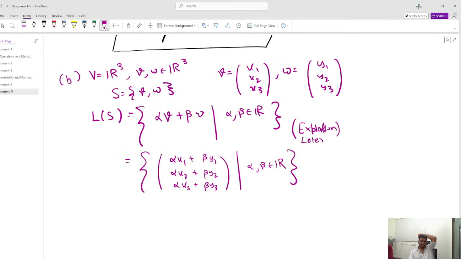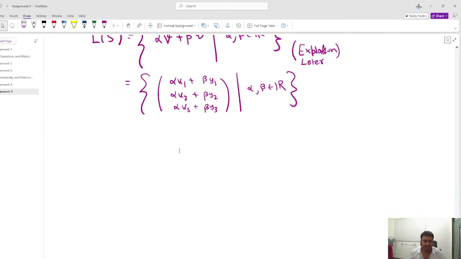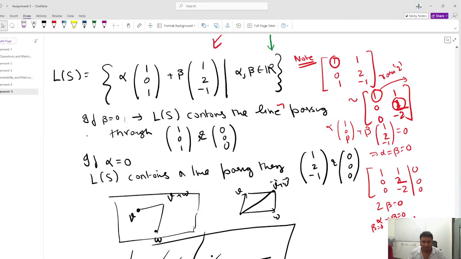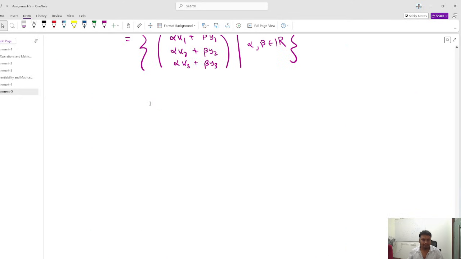Later. Yeah, I think that would be better if I have the explanation later on. Explanation later on. Yes. Okay. Now, what is the C part?